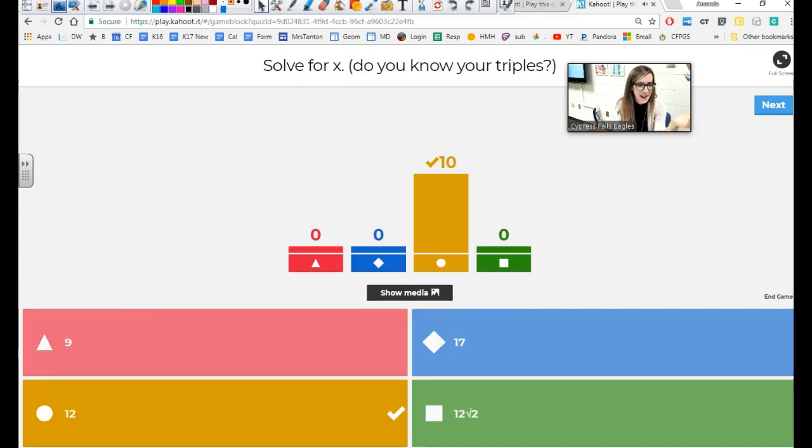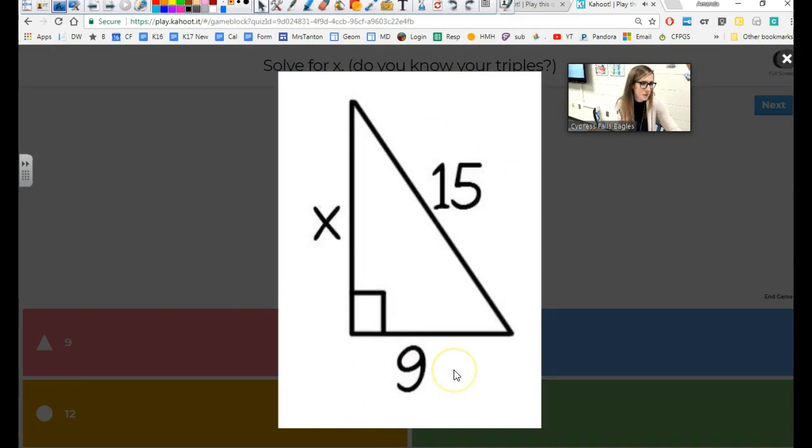It's kind of obvious, right? 9, 12, 15. Out of all the choices, that's the only one it really could have been. But that's your 3, 4, 5 triple, and then it's times 3.